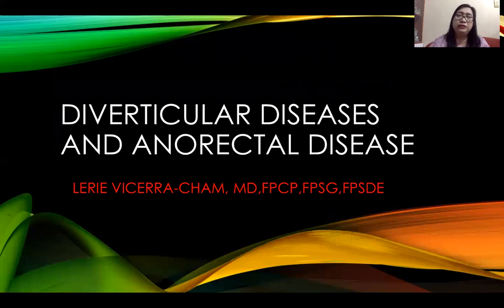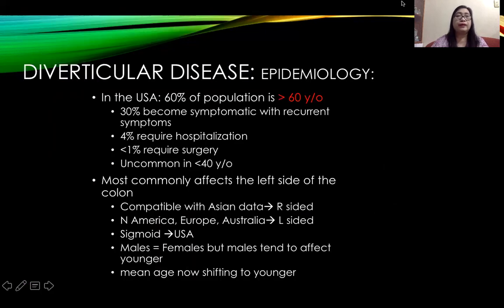Okay, so let's go now to diverticular diseases and anorectal diseases. For diverticular disease in the USA, 60% of the population more than 60 years old is affected. 30% of these become symptomatic with recurrent symptoms. 4% of these elderly with diverticular problems may require hospitalization, but less than 1% of them will require surgery. Diverticular disease is said to be uncommon in the younger age group, especially people less than 40 years old.